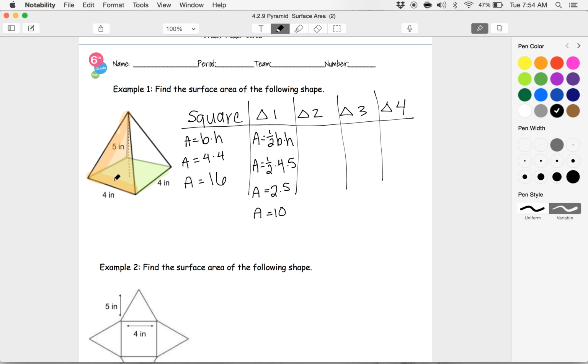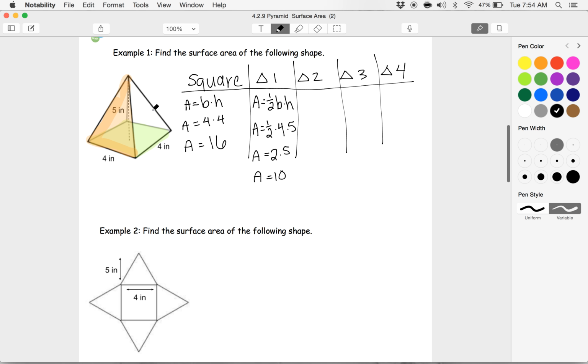Now, here's the nice part. What do you think we're going to know about all of these triangles? They're all going to be the same. So if this is 10, this guy's 10. And this guy's 10. And this guy's 10. So the last thing we do to find the surface area is we add them all up. So we have 16 plus 10 plus 10 plus 10 plus 10.